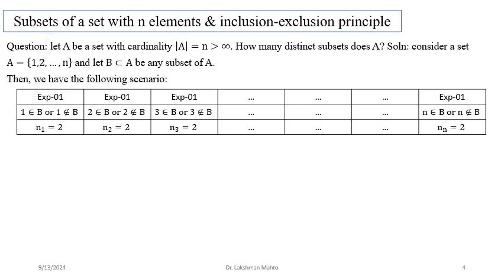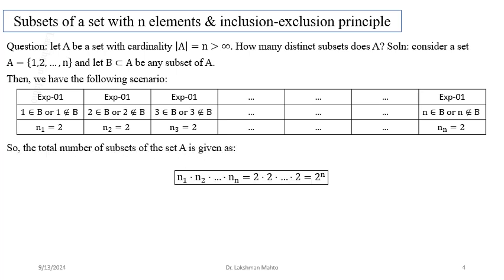It is not like that you are leaving any one element. There is no such thing. So by default, the experiment of selecting an arbitrary subset from the given set A has been decomposed into n sub-experiments. So what is the count? n1 into n2 into n3 up to nn, like 2 into 2 into 2 into 2 into 2. How many times? n times. So 2 to the power n.